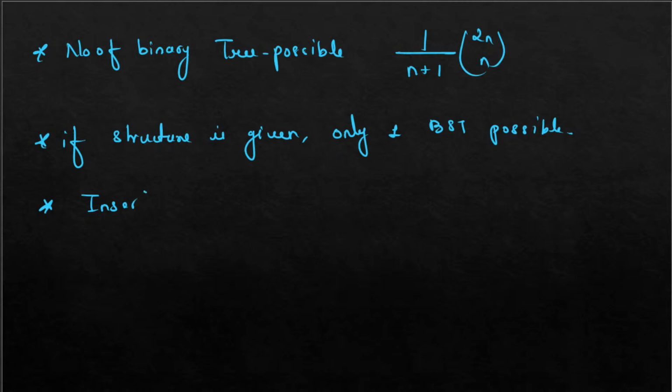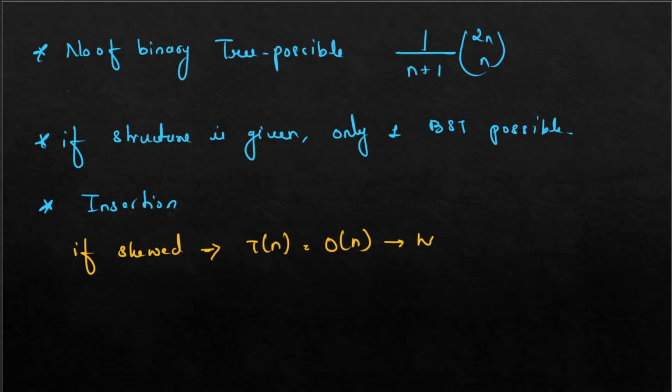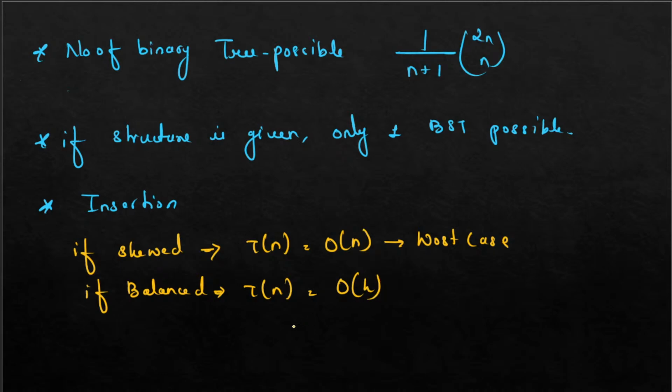So insertion: if skewed, T of n is big O of n, and this is the worst case. If balanced, T of n is big O of h, and this we can also write as theta of log n. Okay everyone, now let's discuss deletion.